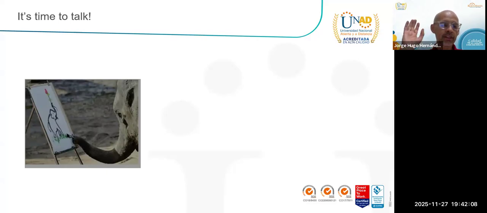This is an elephant. What is the elephant doing? The elephant is painting. And what is he painting? Okay, he is painting an elephant. And you can start describing it. I don't know, talking about if the animals are smart, if the elephant is smart. You can say too many things.